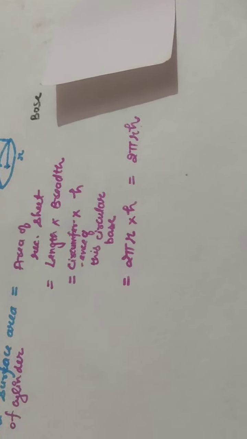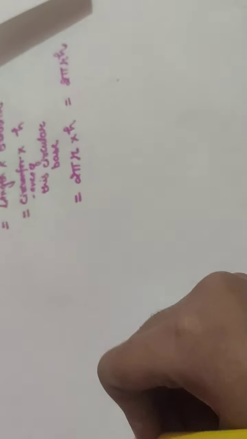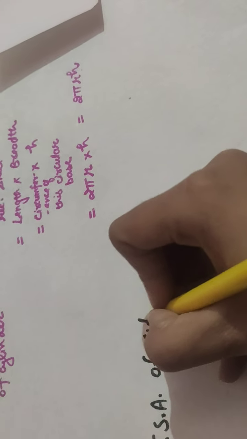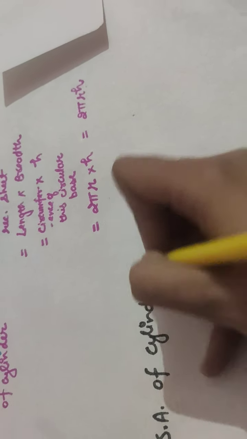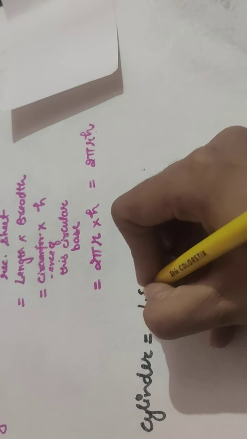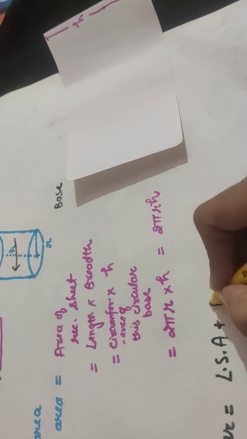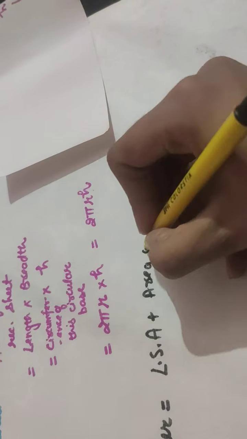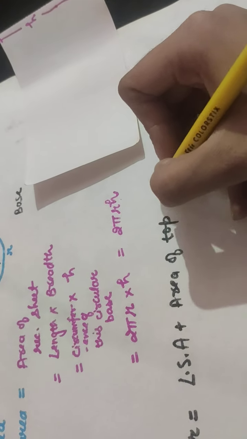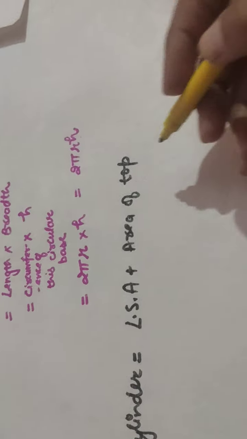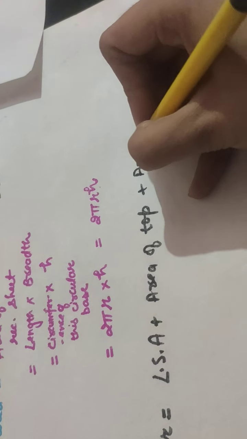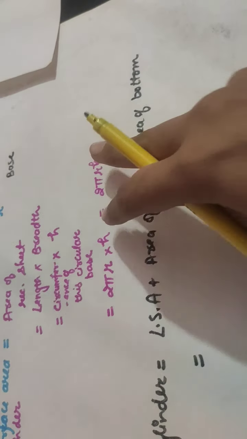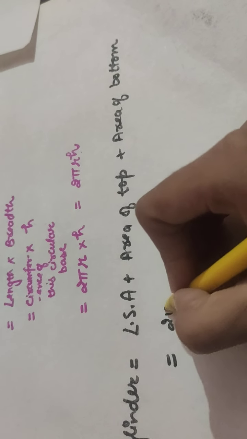Now what about the total surface area? Total surface area of the cylinder, TSA. In the total surface area, we take the lateral surface area and add the area of the top plus the area of the bottom, right? So the lateral surface area is 2 pi r h.